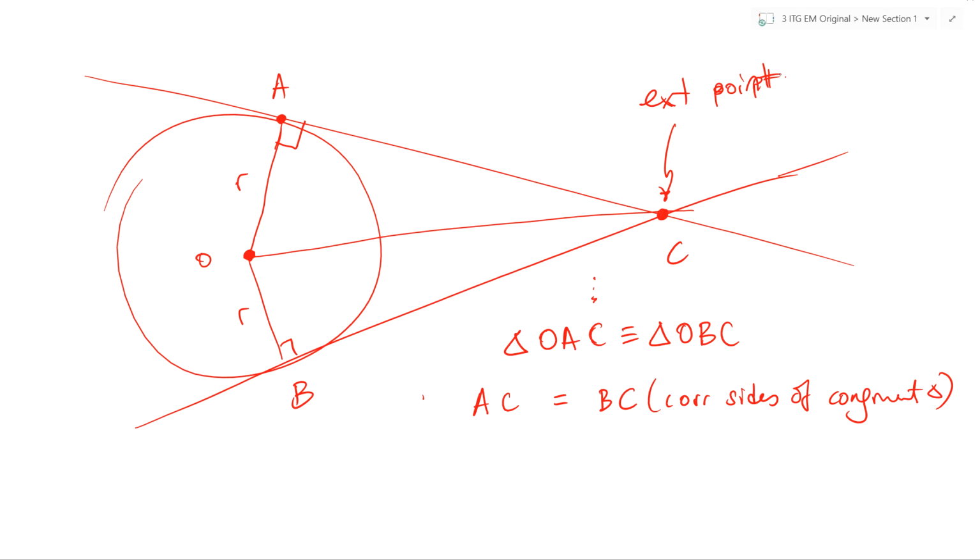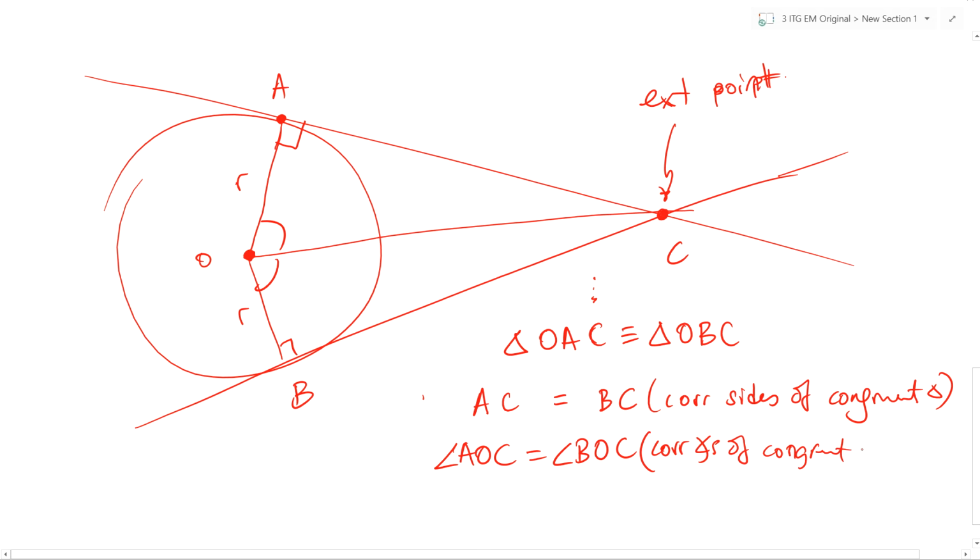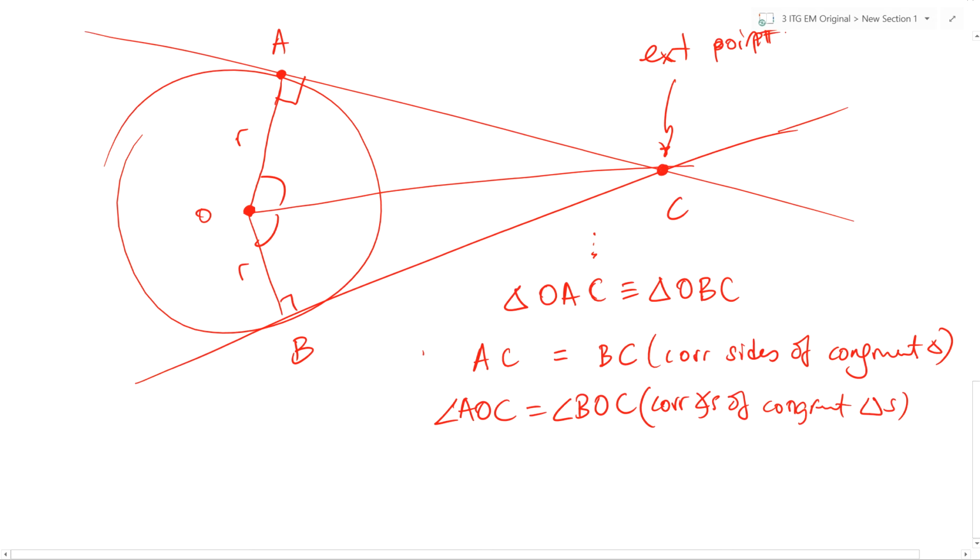What else can we conclude from these two triangles? Something that was not given in the original question. All the angles are the same. Which ones? The right angle, quite obvious, right? What other angles are the same? Angle AOC equals angle BOC. So here and here, they are the same, right? Reason: corresponding angles of congruent triangles. Okay, what else do we have? ACO, BCO. Reason? Again, corresponding angles of congruent triangles.